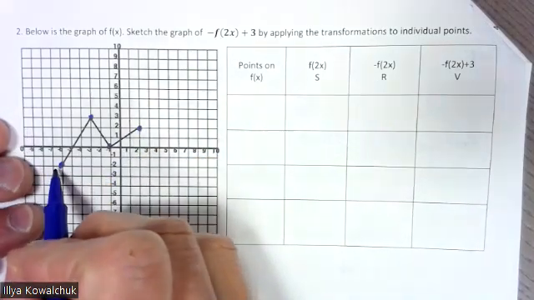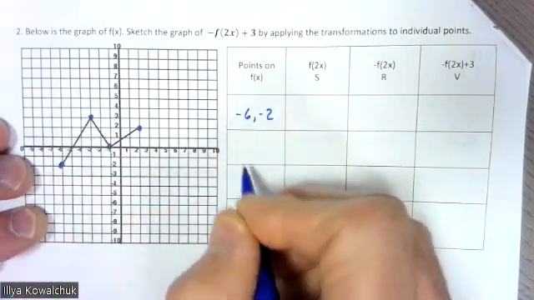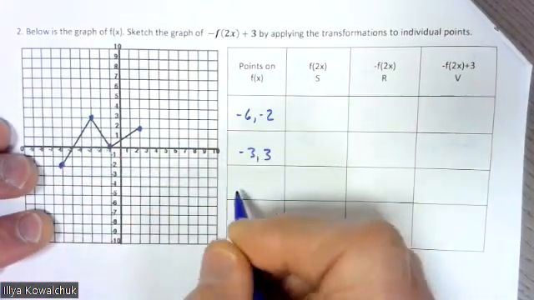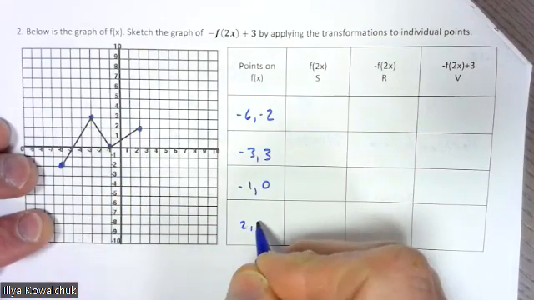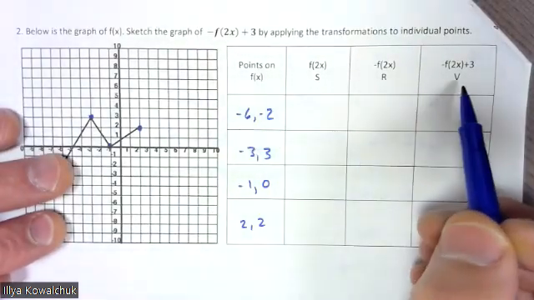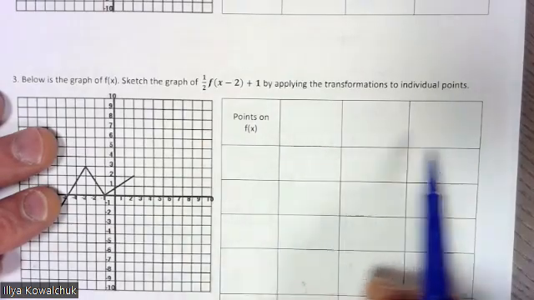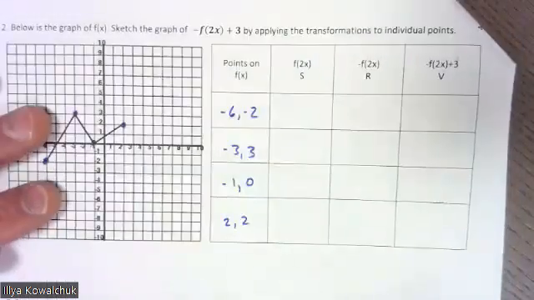Here we've got, again, -6, comma -2. Up here, we have -3, comma 3. And then we have -1, comma 0, and 2, comma 2. Now what I did was sequence them correctly for us here, but on the next example, you're going to have to do that on your own. You're going to have to figure out what all of these are and what sequence they go in.